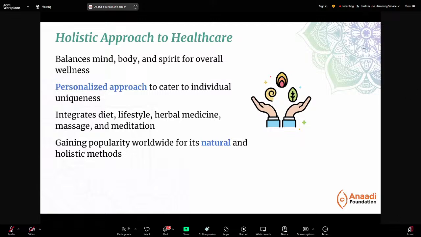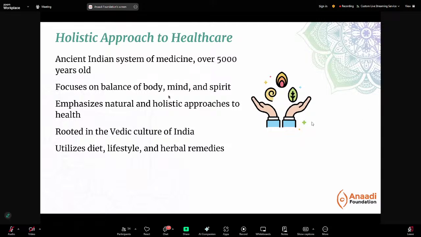And it's gaining popularity because of its natural ways of living, and of getting most of the materials for medicine in a natural way, and its holistic methods. World over, even in the COVID times, so many people had taken to Ayurveda. So Ayurveda is gaining global standing. It's an ancient system of medicine, over 5,000 years old, and as I told you, it's rooted in Vedic culture. It's an Upaveda. It uses diet, lifestyle, and herbal remedies, and focuses on the balance of the body, mind, and spirit.